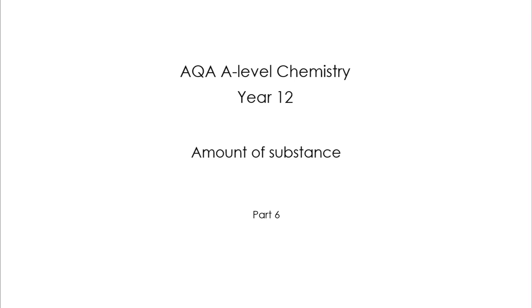This is the AQA A-Level Chemistry Amount of Substance topic. We're on part 6 of the video walkthrough, and on this we're looking at the final 2 calculations within this topic, specifically percentage yield and atom economy.